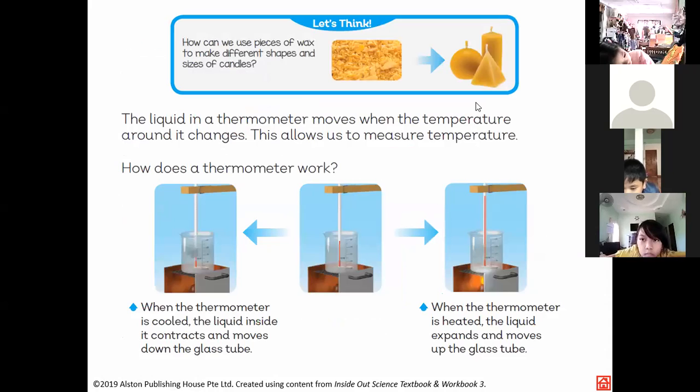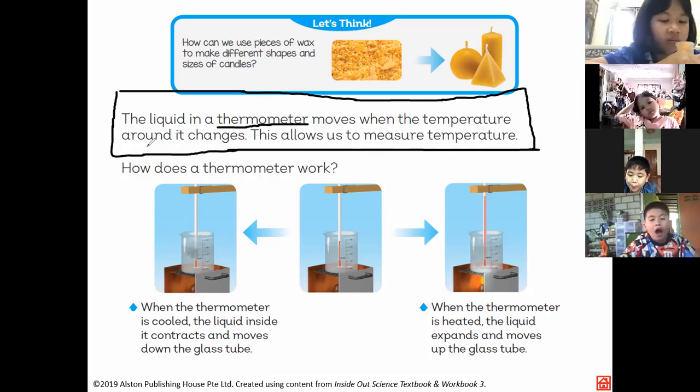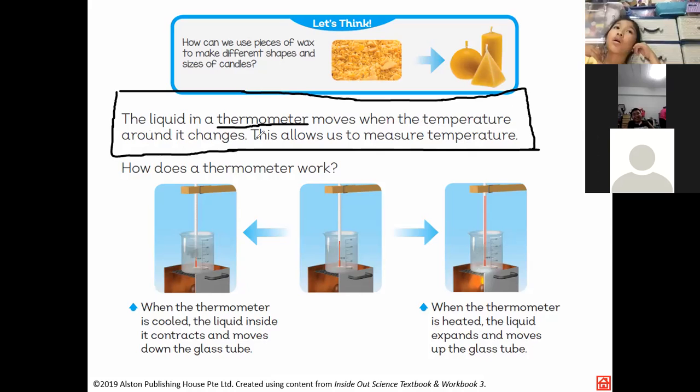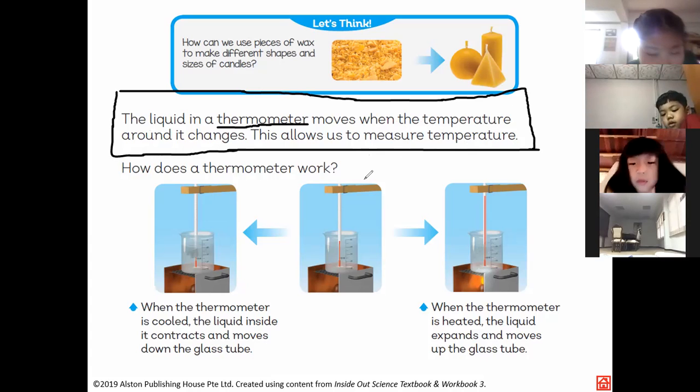All right, let me call someone. Okay, Champu, can you read this part? The liquid in a thermometer moves when the temperature changes. This allows us to measure temperature.